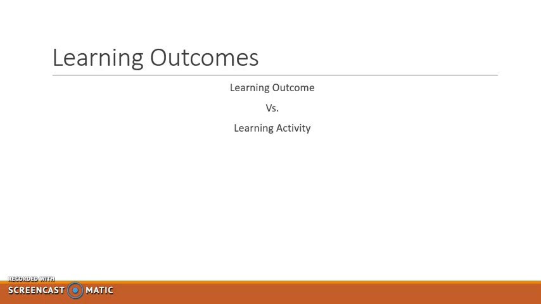Learning outcomes are sometimes confused with learning activities. A learning outcome is the end product after a unit of instruction, whereas a learning activity is an activity that leads to a learning outcome. An example of a learning activity would be to practice the piano rather than to do a piano recital.